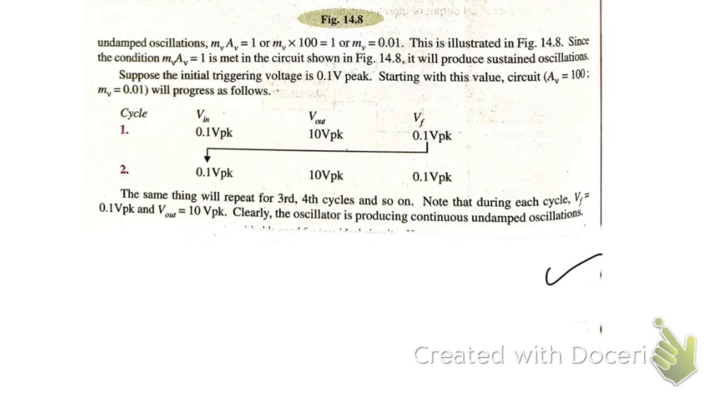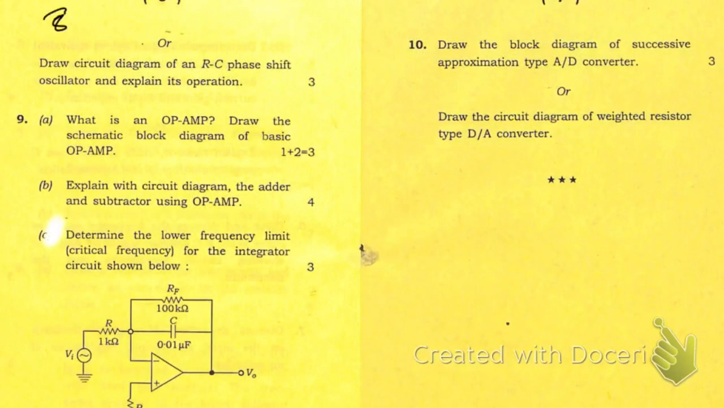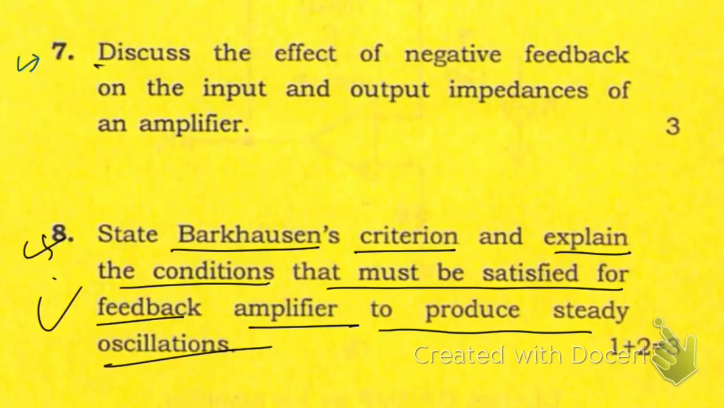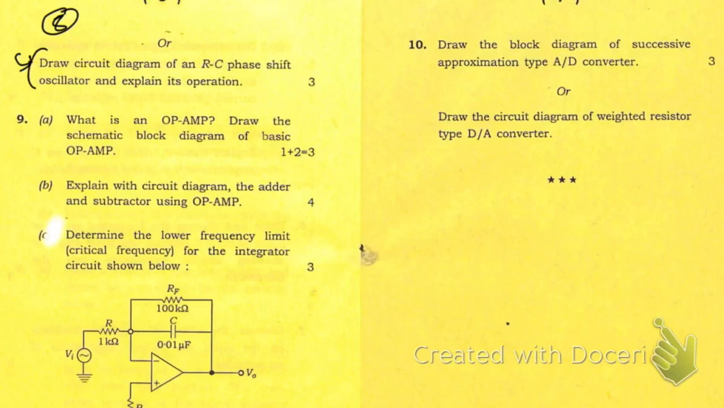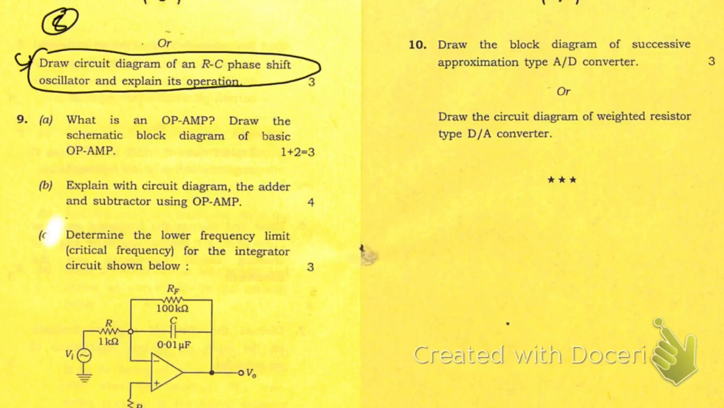Okay, now let's move on to the next question. 8, there is another question in 8, or this one. Either you have to solve this one or this one. Draw a circuit diagram of RC phase shift oscillator and explain the operation. So we're gonna continue solving this paper in the next video.